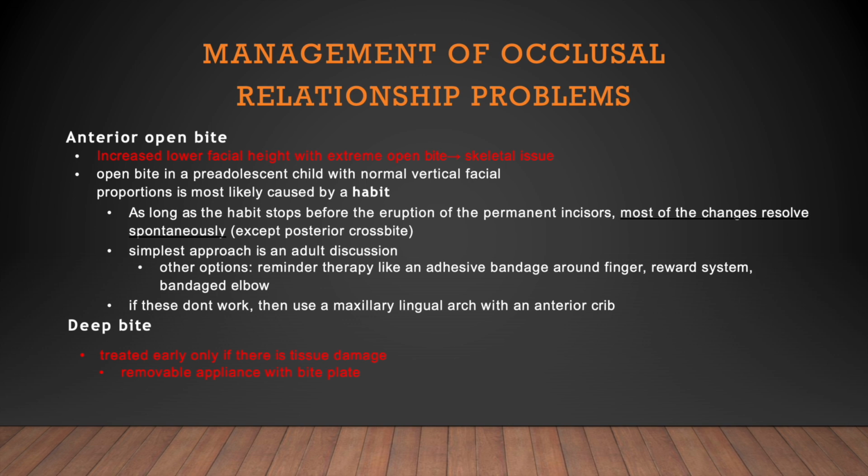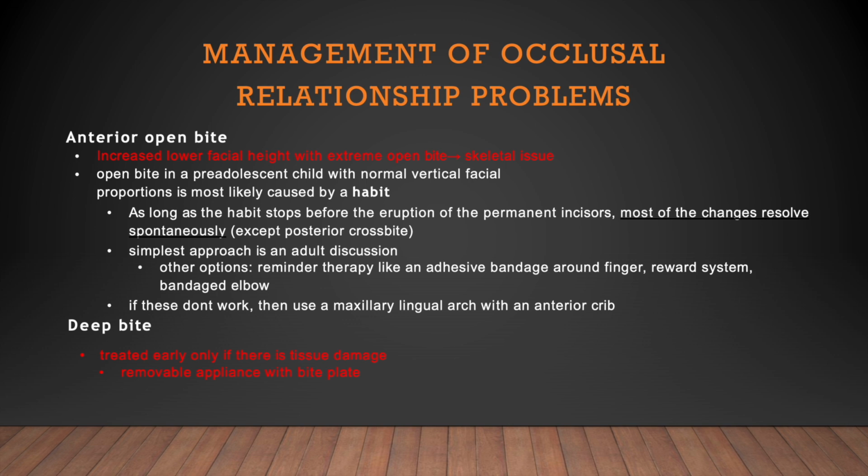Now, an open bite in a pre-adolescent child with a normal vertical facial proportion is most likely caused by a habit. So we want to stop this habit and we want to treat the habit early. As long as the habit stops before the eruption of the permanent incisors, most of the changes resolve spontaneously, except for a posterior crossbite. The simplest approach is an adult discussion, and if this doesn't work, then using a maxillary lingual arch with an anterior crib is the solution.